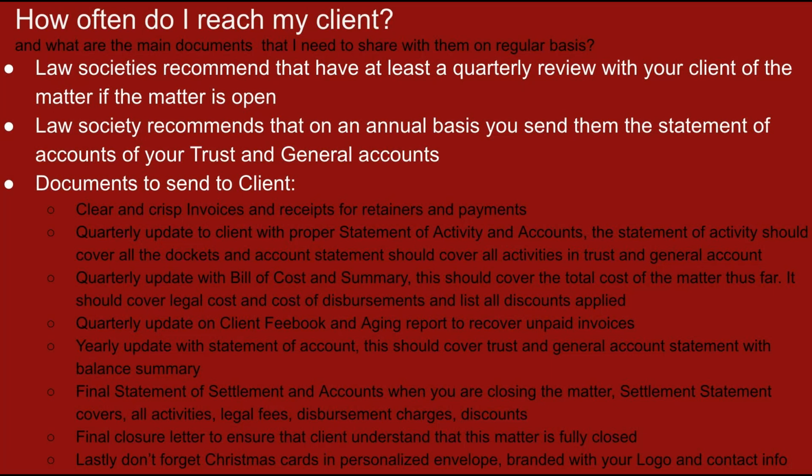receipts, probably the statement of activity and bill of costs, what is available in their trust, and what was moved into your general. All such details can be provided to the client, along with the quarterly update on the client fee book and also the aging report. These are two things that would help you as well as your client to know the status of their fees, whether it's pending, whether there's anything they need, whether there's anything pending in your trust, or whether there's anything that needs to be recovered as part of the aging report.